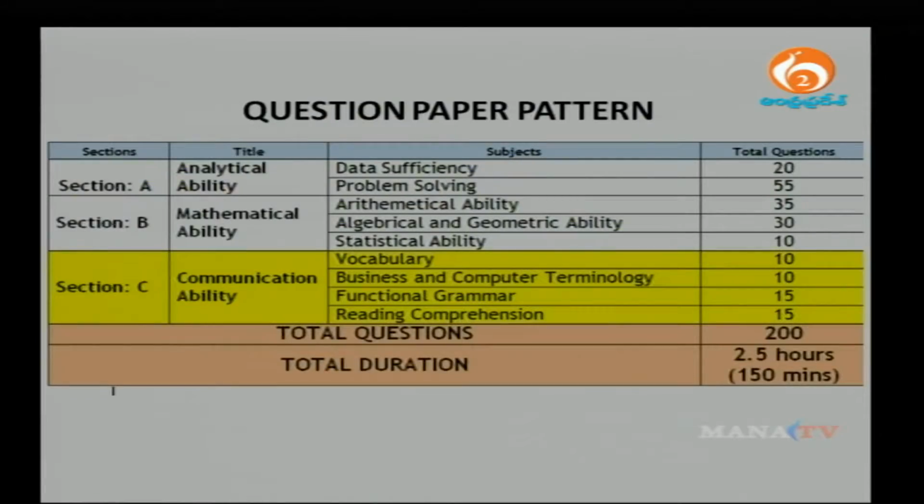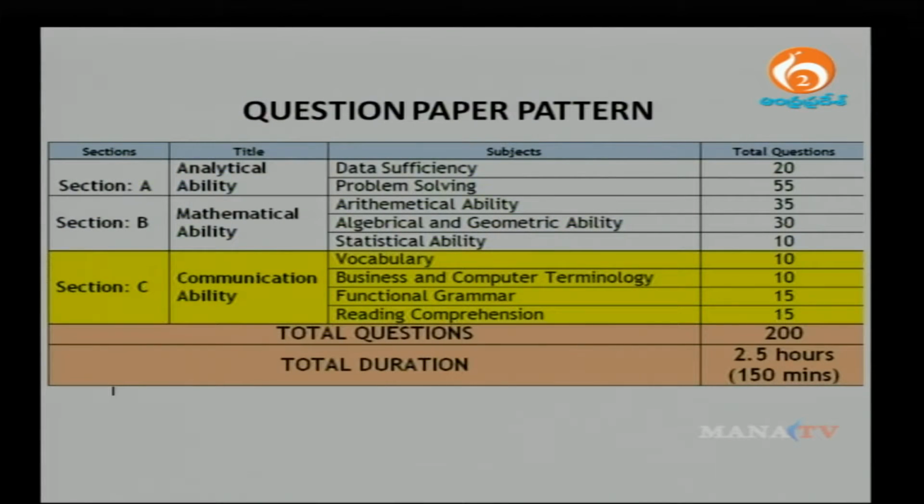All right. So if you look at the entire syllabus or question paper pattern for AP ICET, by now you will be well versed with what it is going to be. There are primarily three sections in your question paper. Section A is analytical ability, Section B is mathematical ability, and Section C is communication ability. Section C has been marked with a yellow background, highlighted, because I'm going to help you with communication ability. Now let's look at the entire question paper pattern.